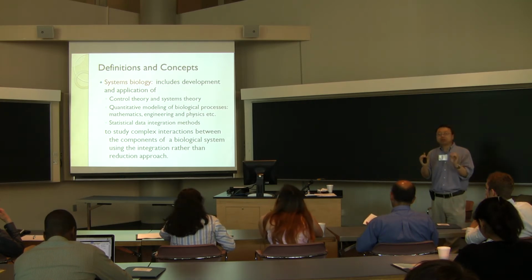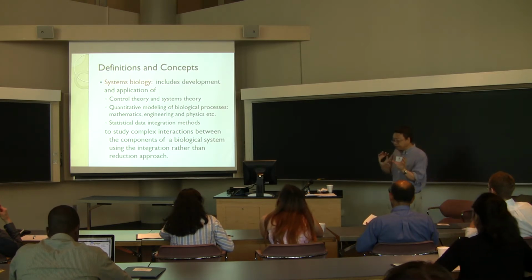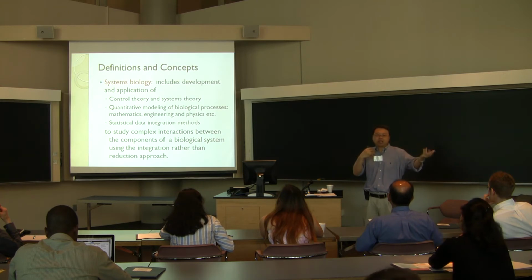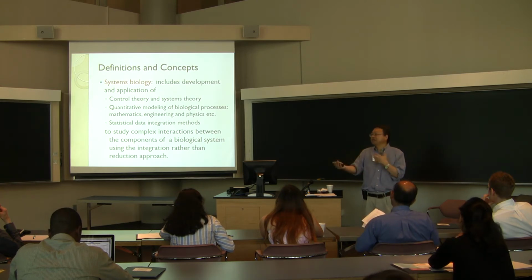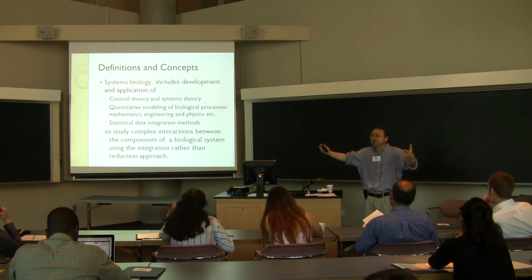When you do the traditional reductionist experiments, usually you just compare two things, like wild type versus mutant, or knockout versus without knockout, or treatment versus control. That's the traditional way you are thinking to compare these things.